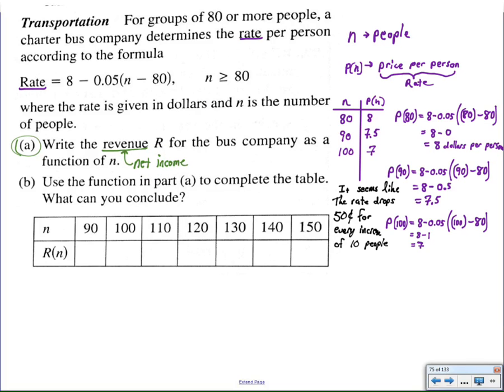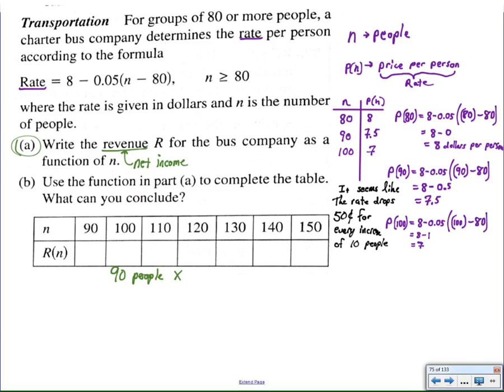R represents the revenue, and if you don't know, you can Google the meaning of the word revenue, but the short answer is revenue is net income. It's how much money you take in. In this case, I need to figure out how much money I would take in depending on how many people go on the trip. So here's what I have, like a chain of events. I find out how many people sign up for the trip. That's going to tell me how much each person pays. And once I know how much every person pays, then I can figure out how much money I'm going to take in.